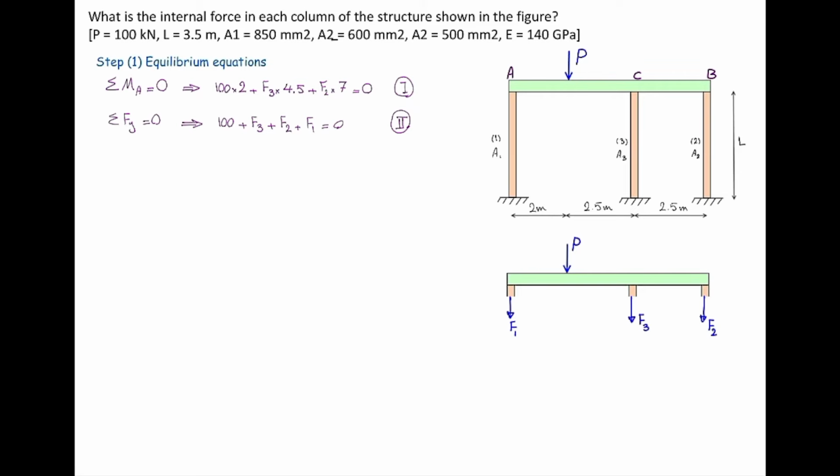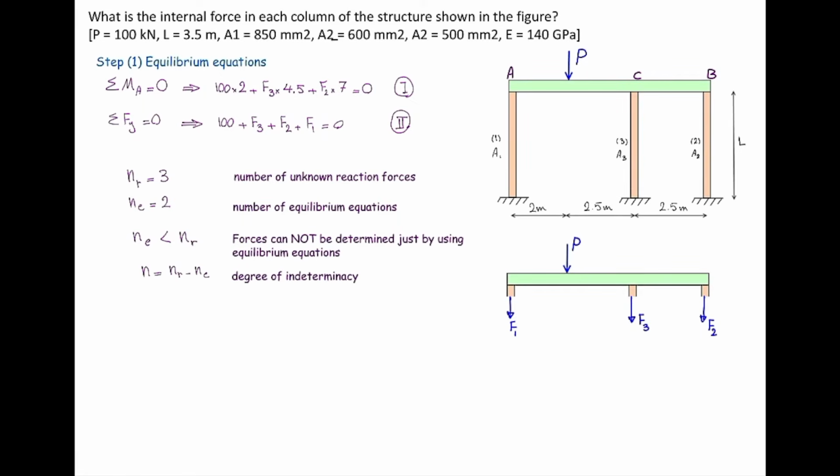So how can we solve this problem? We need to use deformation and the compatibility of deformations. The number of unknowns here is 3. I'm going to call that n sub r. And the number of equations is going to be 2, and I'm going to call that n sub e. The degree of indeterminacy would be the difference between these two values, nr minus ne. In this case, the problem is 1 degree indeterminate, which means that we need to get one extra equation to be able to solve this problem.